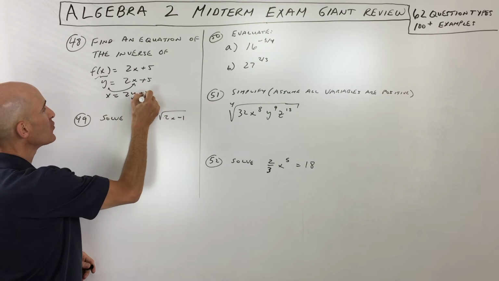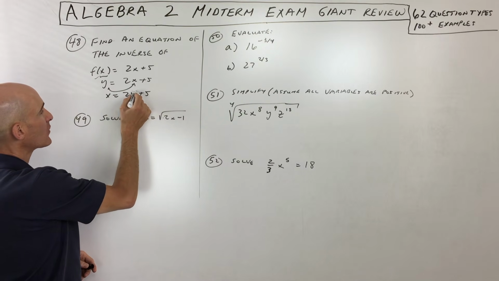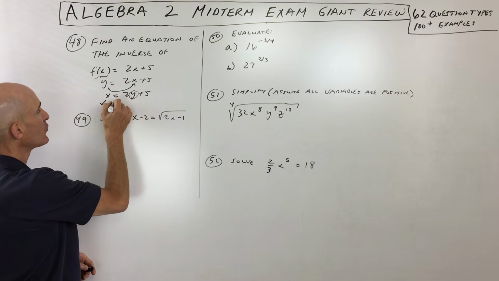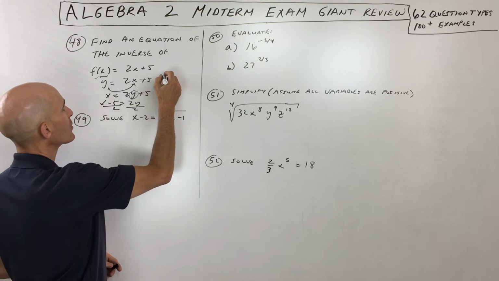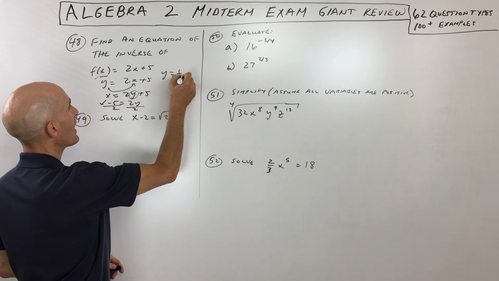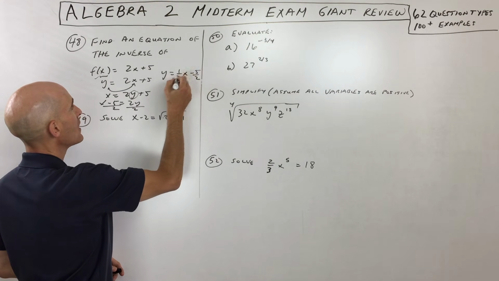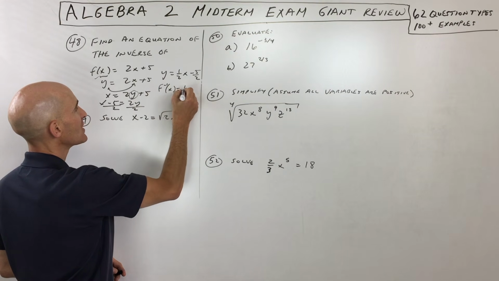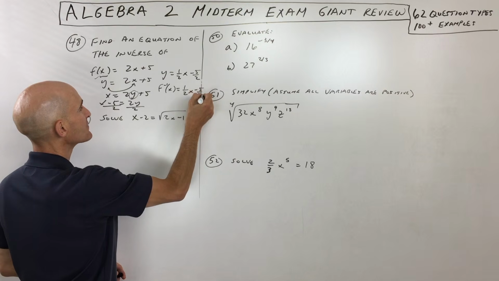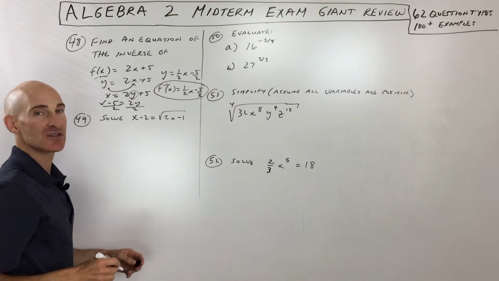So we have x equals 2y plus 5. What I'm going to do is I try to get y by itself. So I'm going to subtract 5 from both sides. I'm going to divide everything by 2. So if I write that over here, we've got y equals 1/2 x minus 5/2, or instead of y, you can use the inverse notation, the function inverse notation, so 1/2 x minus 5/2. So that's how you write the inverse of a function.